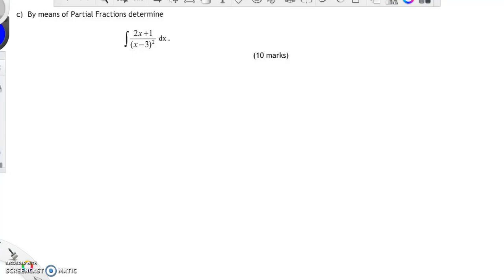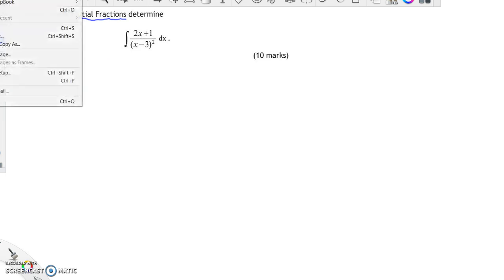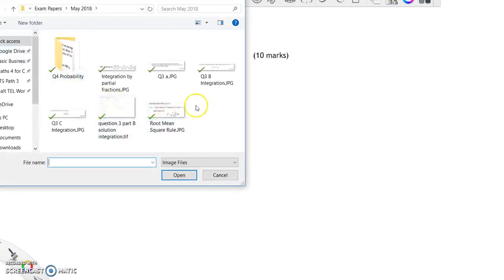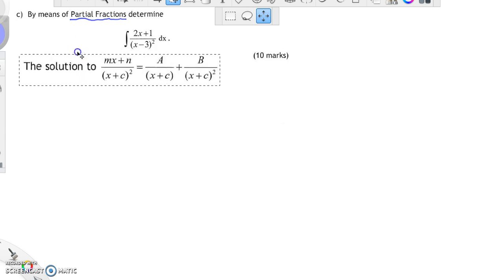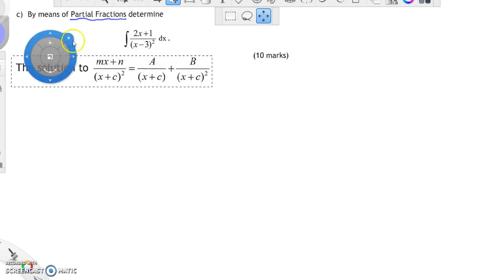Now, so part C here by means of partial fractions, right? So see, it says partial fractions. That's a wee hint. We're going to get the integral of this thing here. So if we look up the exam papers, the back of the exam papers, we'll see something like this. I'm going to add in an image here now, and this is a formula for integration by partial fractions. Right, so that's going to be the key to cracking this one.